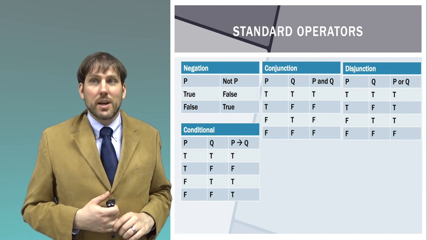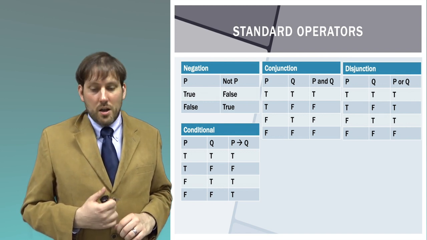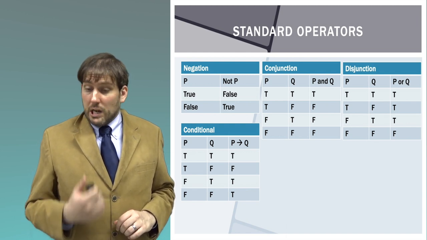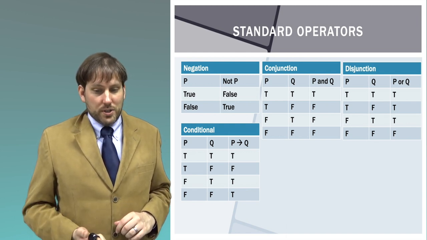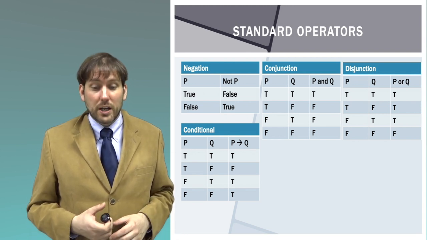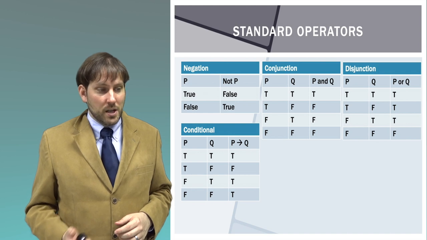To give a second example, we'll start with something false. I am presently living in New York City. Therefore, the negation, that I am not presently living in New York City, is true. So notice that to do this grammatically is a little bit more complicated than using the logical operators.